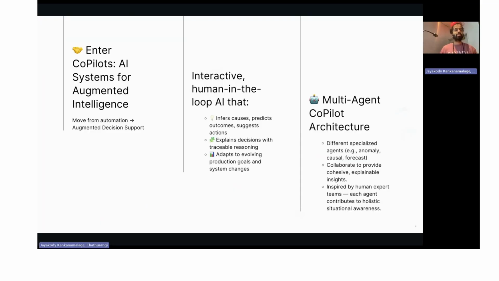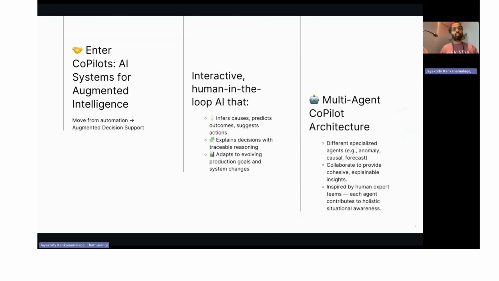And it explains decisions with traceable reasoning. So you know why certain things happen and what is the reasoning behind those things. And it's very grounded as well. And it adapts to evolving production goals and system changes. Because it's very interactive, it's able to identify these things and get information in each process, and it's able to adapt to its production goal and change accordingly.